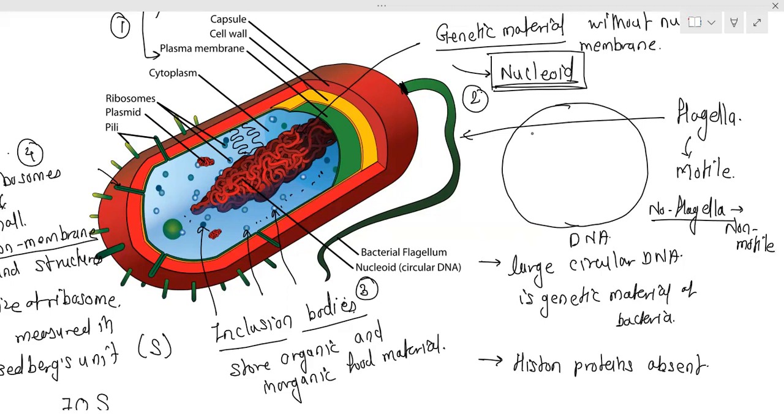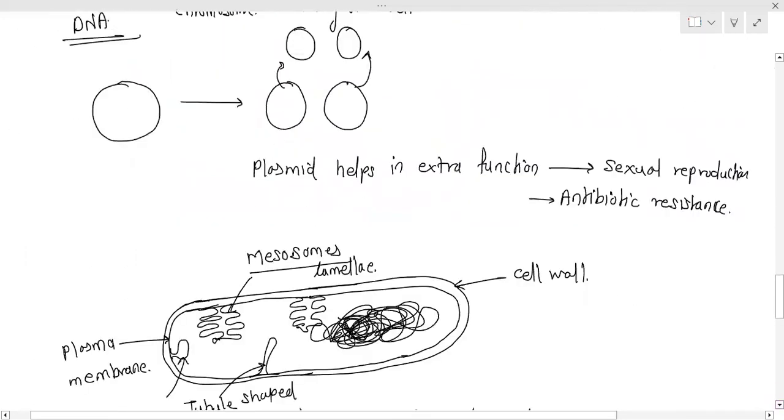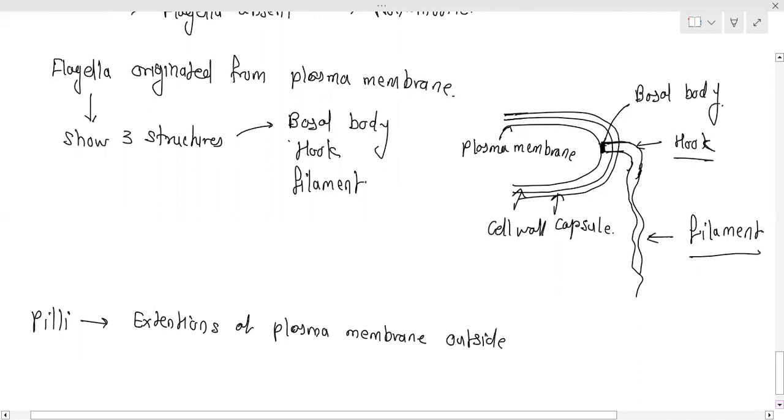And what do they do? They help the bacteria with attachment. Let's write it. Pili are extensions of plasma membrane outside the bacteria. Multiple pili are there, so many pili are present.